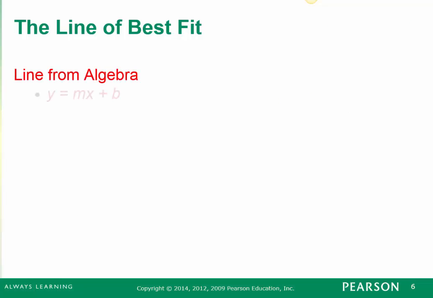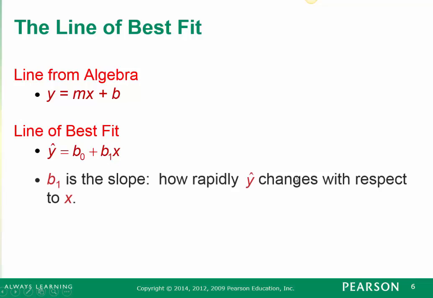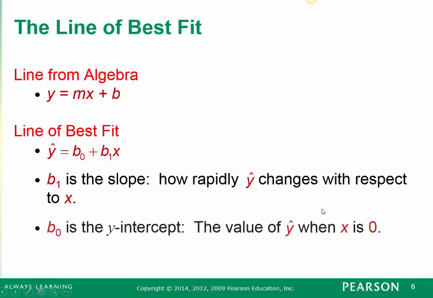And from algebra, remember the line, slope-intercept form, y equals mx plus b. The line of best fit for regression is changed around a little bit. We flip the order and we put beta naught first, that's the y-intercept, and then we put the slope term, beta 1, times the x value. So beta 1 is the slope. It tells us how rapidly the predicted y is changing with respect to x. And again, beta naught is the y-intercept. This is the value of the predicted y when x is equal to 0.